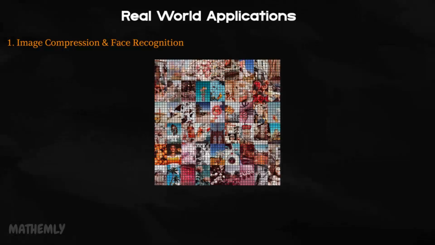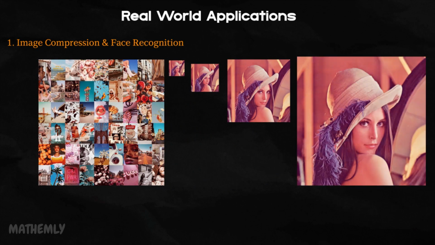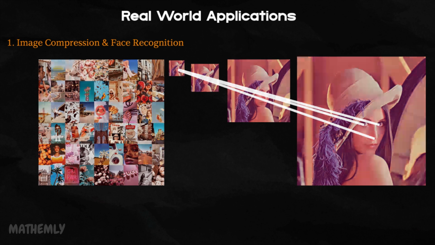Now, let's explore some real-world applications of principal component analysis. Image compression and facial recognition. Ever wondered how social media platforms store millions of images efficiently? PCA is widely used in image compression. It reduces the amount of data needed to represent an image by extracting the most important features. In facial recognition, PCA helps identify key facial features, allowing systems to recognize faces with minimal data storage.